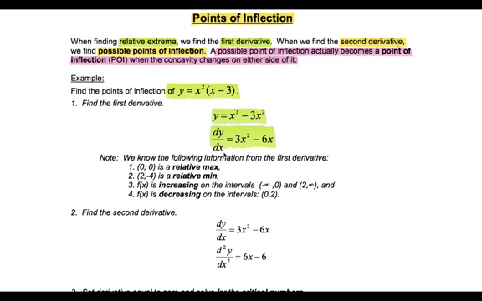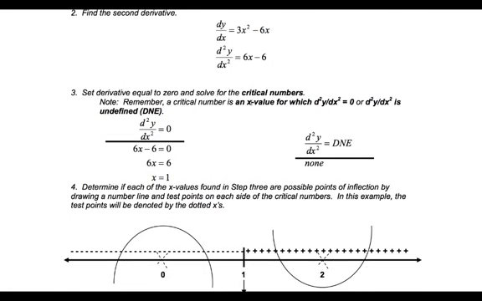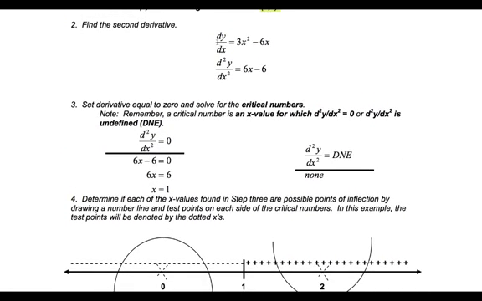If you were to do your tests, you would find that this is your relative max, this is your relative min, and it's increasing on this interval and decreasing on that interval. Alright? That's not what this video is about. This video is about the second derivative and points of inflection. So to take your second derivative, you go to your first, use the power rule again in this situation. Not too complex, I'm just trying to get the point across to you guys.